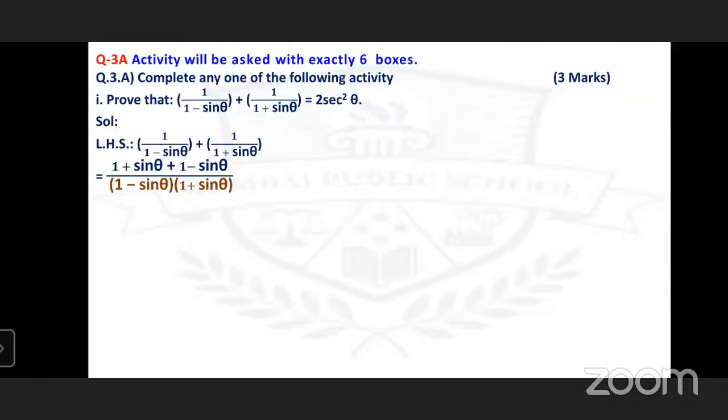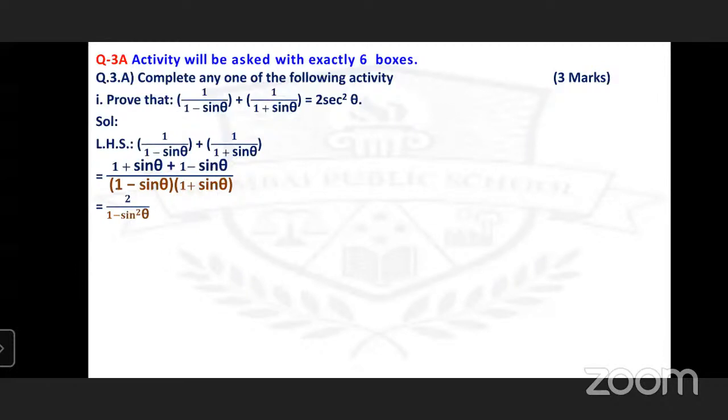Now in first bracket we write 1 minus sine theta, in second bracket 1 plus sine theta. Now the sine theta plus sine theta minus sine theta get cancelled and 1 plus 1 is equal to 2. Now what to put in the denominator? In denominator 1 minus sine theta, 1 plus sine theta. Here we apply the formula a minus b, a plus b, which is equal to a square minus b square.